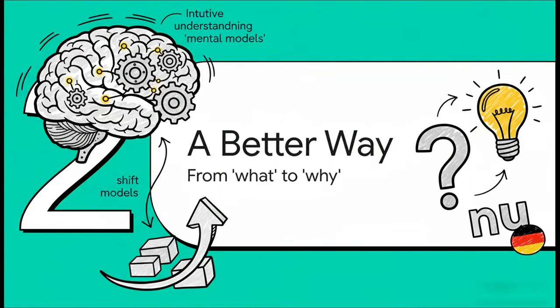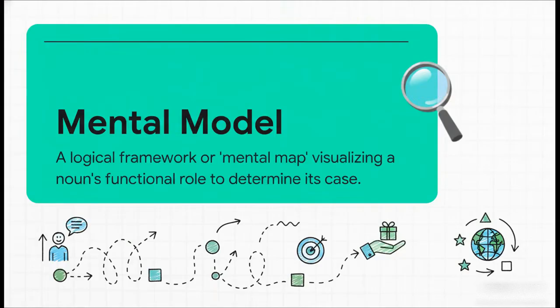We're going to replace that entire table with something called mental models. This is all about shifting our focus from what the word is to why it is the way it is. So, what is a mental model? Think of it like a mental map. Instead of a list of rules you have to memorize, it's a logical framework for understanding what a word does in a sentence. Is it the one doing the action? Is it the one being acted on? This functional approach is so much more effective for speaking in real time.